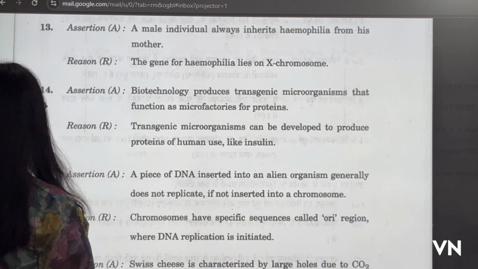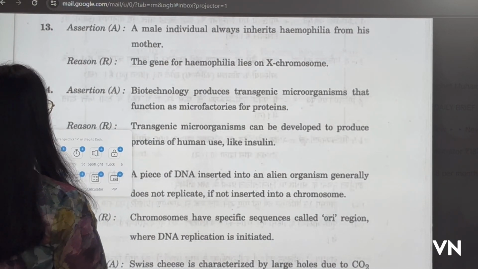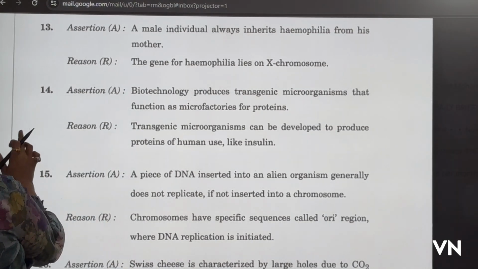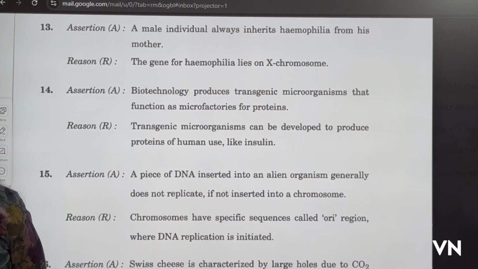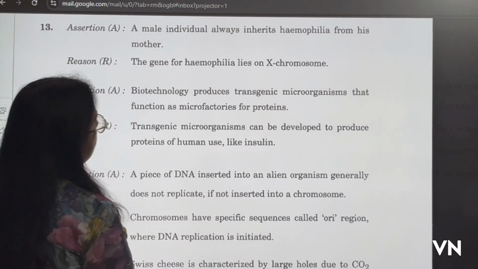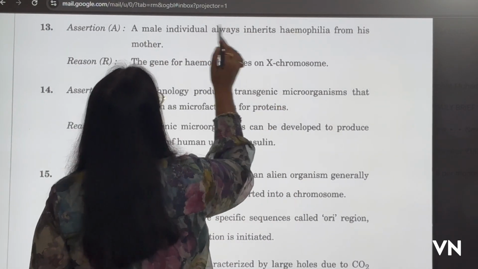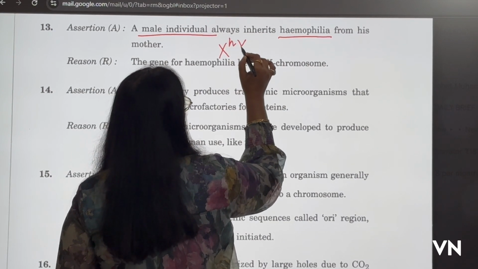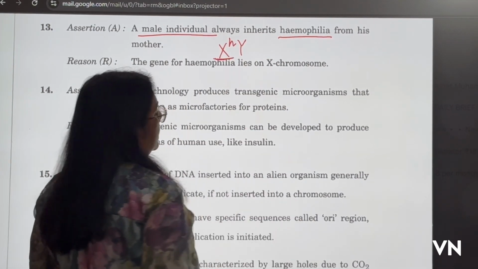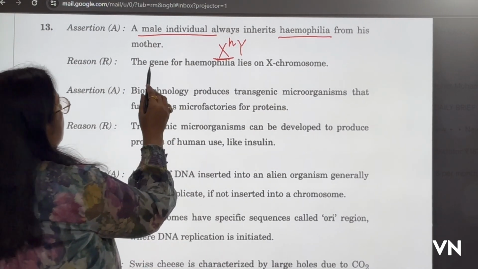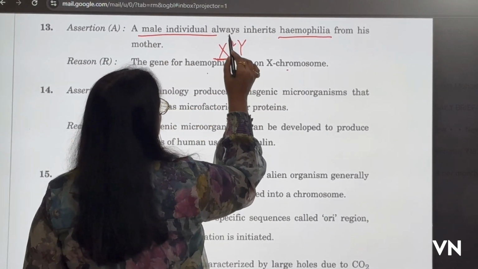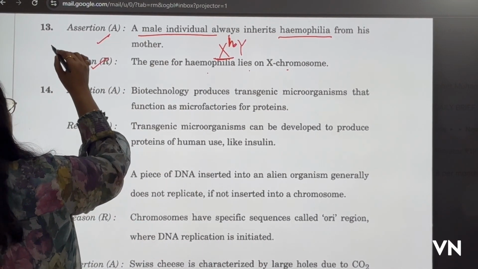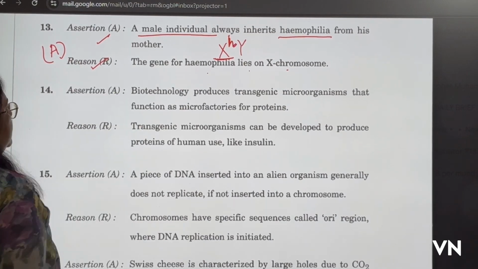Question number 13. A male individual always inherits hemophilia from his mother. That is a male individual and hemophilic, so the genotype will be XHY, and a male receives its X chromosome from the mother. The gene for hemophilia lies on the X chromosome. It is already shown here, the hemophilia gene. So assertion and reason both are correct and the reason explains the assertion.